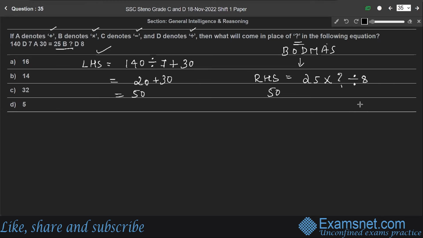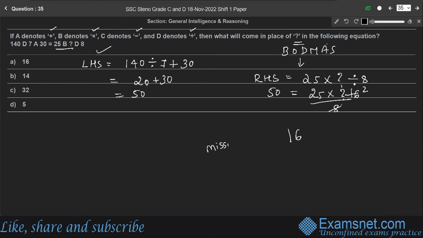Then only it becomes an equation, right? 50 should be equal to 25 into which number, divided by 8? By cross multiplication, this should be equal to 50. So if the number is 16, 8 into 2 is 16 and 25 into 2 becomes 50. Therefore, the missing number should be 16, right?